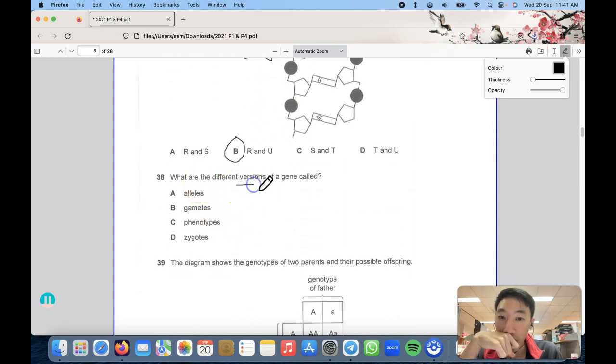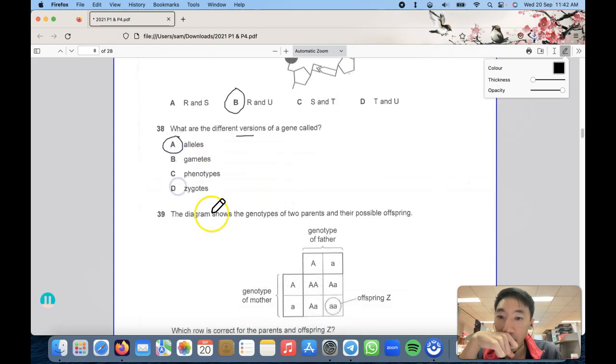What are the different versions of a gene called? Of course, they're called alleles.